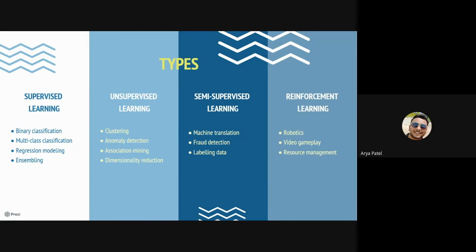Then in video gameplay, when you're playing against computers, a computer already has some pre-trained algorithms, so whenever a human player chooses move A, the computer knows it has to play move B. In chess, that is one of the best examples. Next is resource management, where all the resources need to be managed. That is a main application of reinforcement learning. So that was a very brief idea about machine learning and its types.